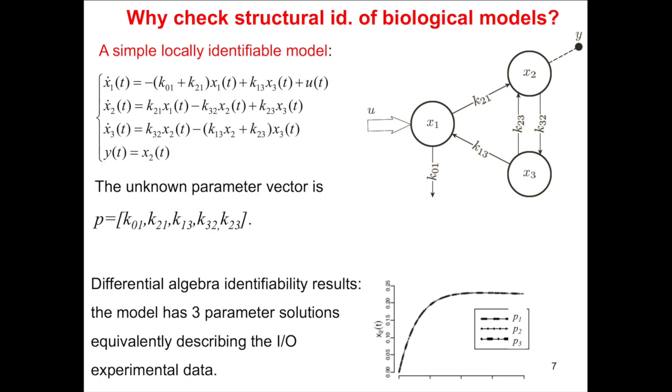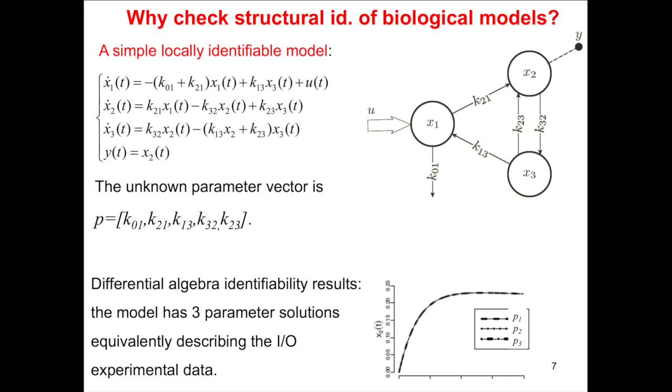We have three compartments, and the input enters the first compartment, while we measure the amount in the second compartment. These arrows indicate the rate constants between the compartments, and these are the unknown parameters. The investigators here want to perform this input-output experiment to estimate these five values.